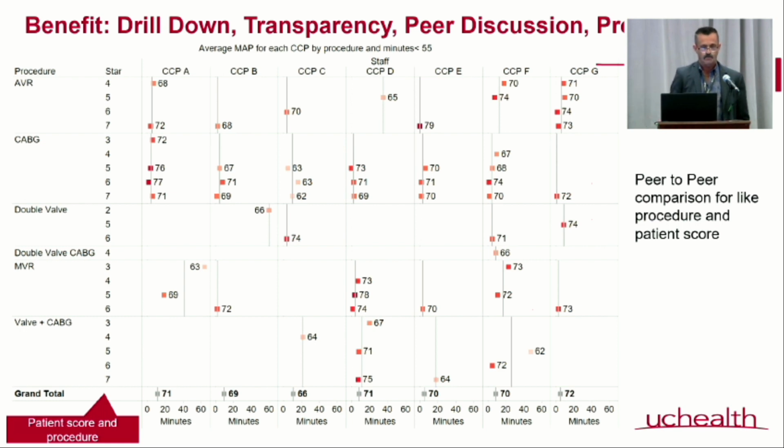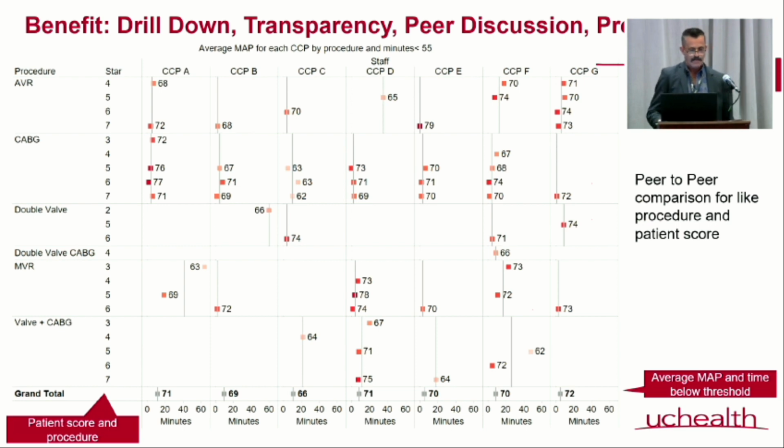And then in this, what we're looking for is we're looking for the average mean arterial pressure across all cases, and then the position of that number is on a time scale. So what this tells us is the average mean arterial pressure for the entire cardiopulmonary bypass run and the average number of minutes where they had an excursion.